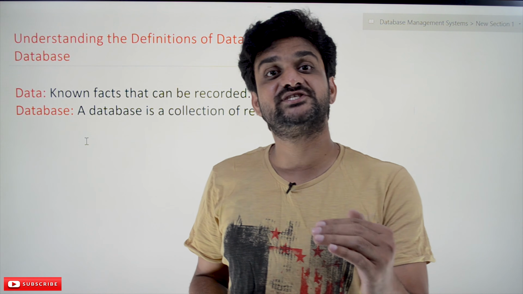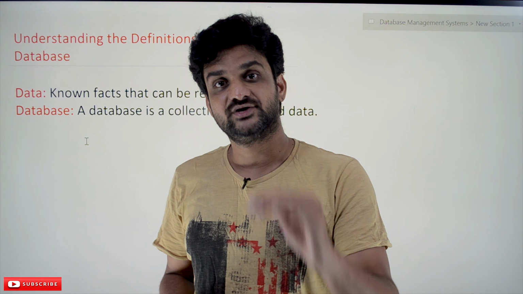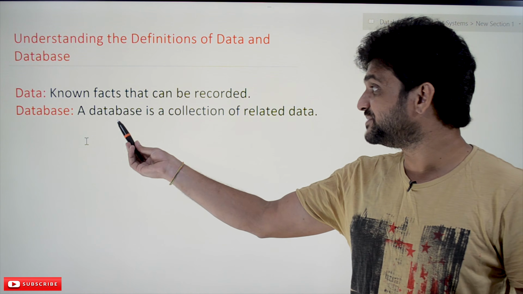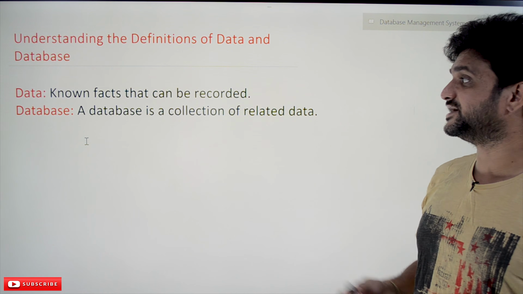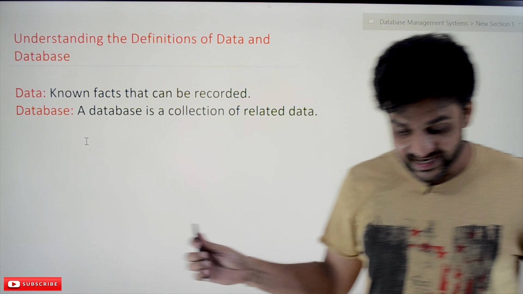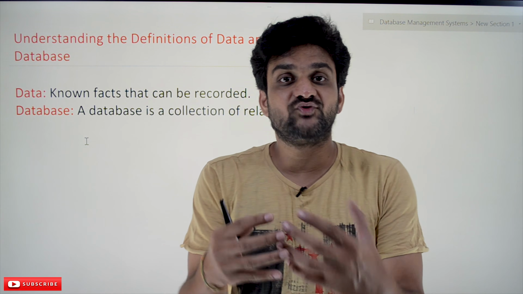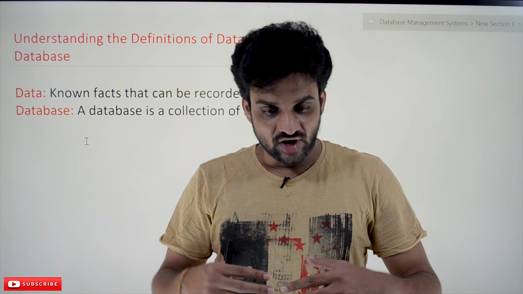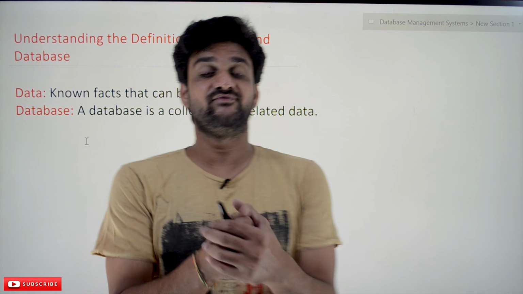The next definition is database. So what is meant by database? A database is the collection of related data. The collection of related data is what we call a database. So how to understand this concept in the real world?